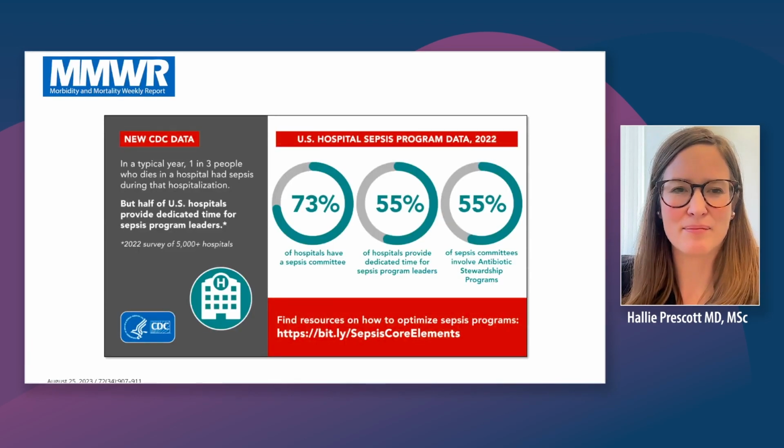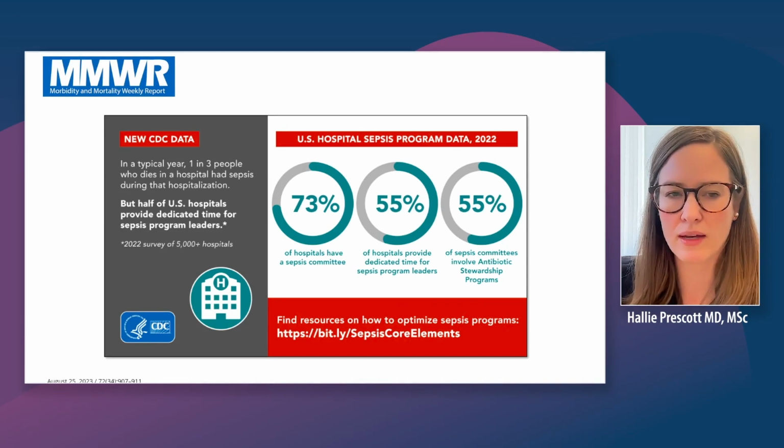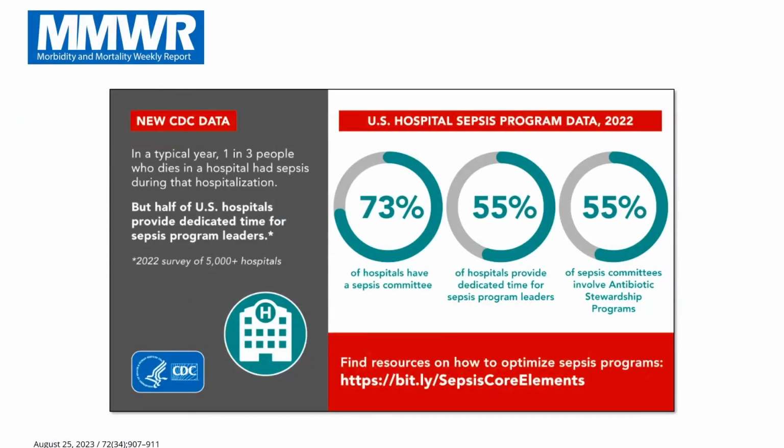This slide shows high-level results from a recent Morbidity and Mortality Weekly Report discussing the current state of U.S. hospital sepsis programs. So from the 2022 NHSN annual survey, with over 5,000 U.S. hospitals reporting, we learned that currently 73% of hospitals have a sepsis program or a sepsis committee in existence. When we dig a little bit deeper, we find that there are opportunities to further strengthen these programs.